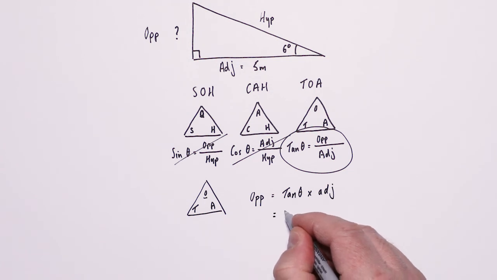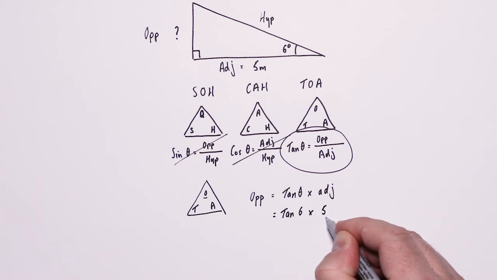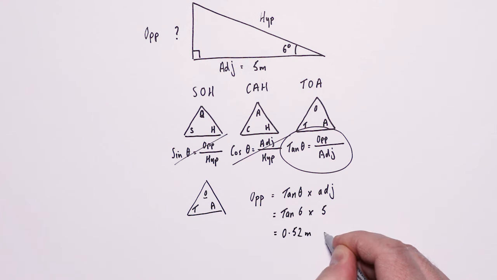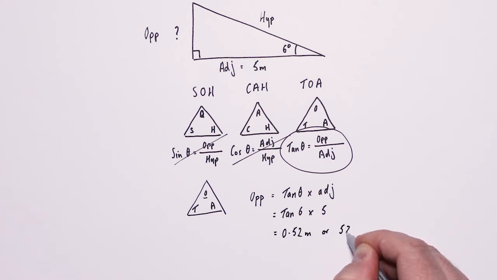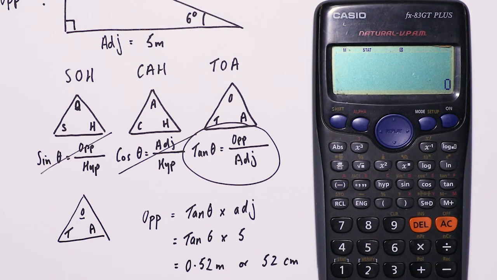So let's put in the numbers. It's tan 6 times 5, which if you put that into a calculator comes out as 0.52 meters or 52 centimeters. And this is how you put it in a calculator. So we want to find opposite, which is tan 6, close the brackets, times the adjacent, which is 5 meters, and that gives us 0.52 meters or 52.5 centimeters.